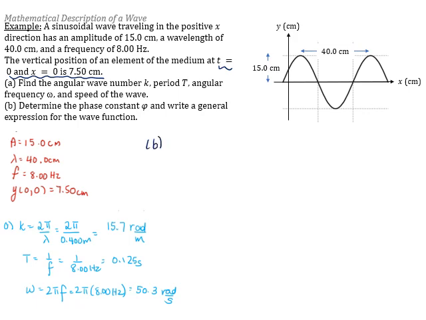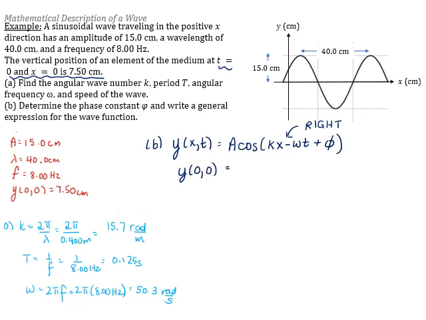So the general expression for the height of that wave as a function of position and time is y of x,t is the amplitude times cosine of kx minus omega t plus phi. Careful here to remember that we're using minus because the wave is traveling to the right. If it were leftward traveling, we'd have a plus. Now let's put in the point that we know, which is that y at x equals 0 and t equals 0 is going to be A times cosine of k times 0 minus omega times 0 plus phi.